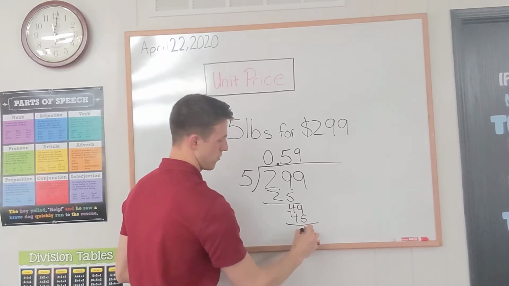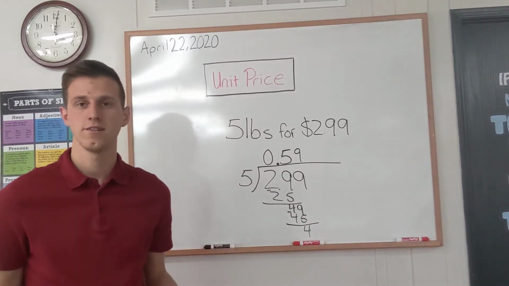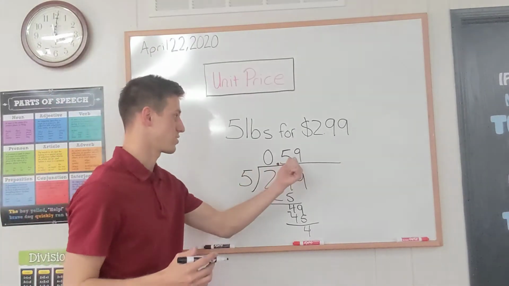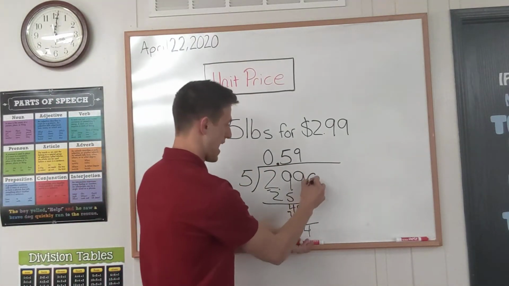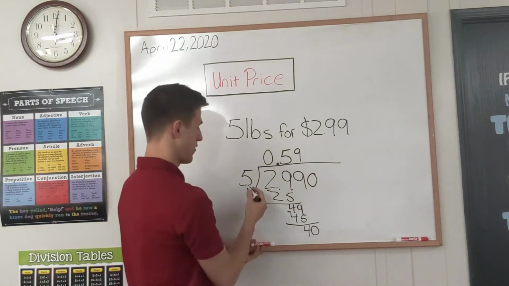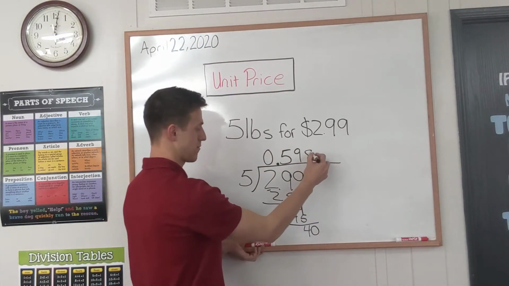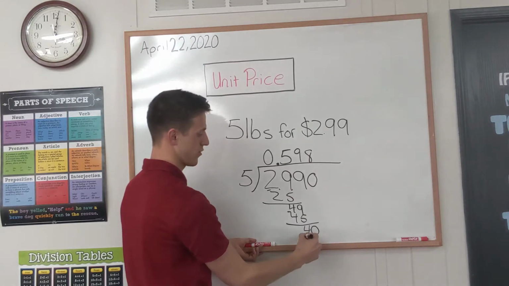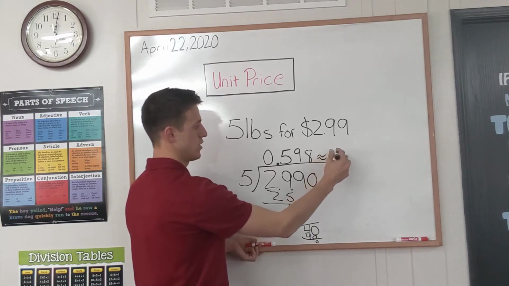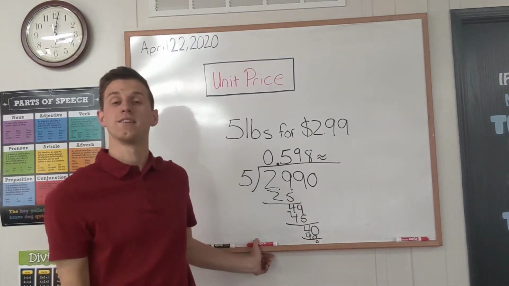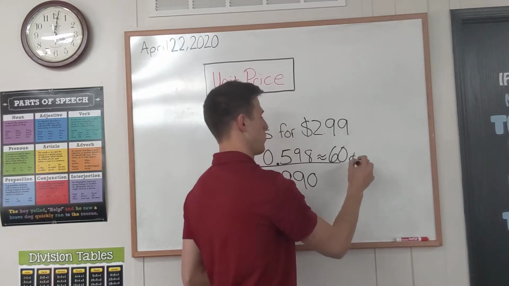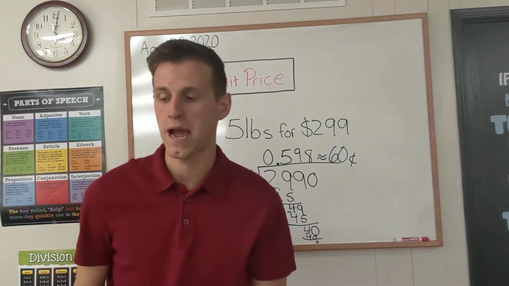Now, do we stop there? No, notice what I said. We're going to round to the nearest thousandths of a dollar. This is just hundredths, so we're going to add 1 more 0 so we can round our answer. 5 goes into 40 8 times, so we have 40. We have nothing left over. So we would round this to what? 60 cents, right? So 60 cents would be how much it was per pound, okay?